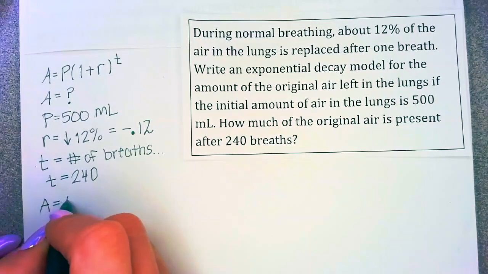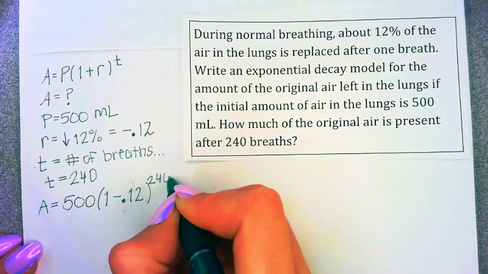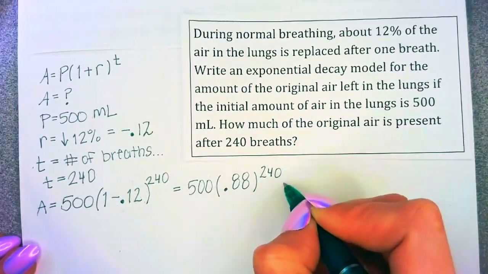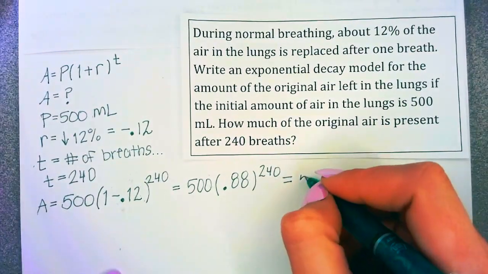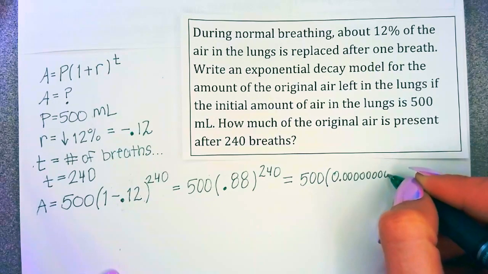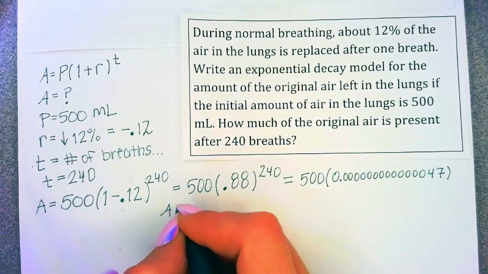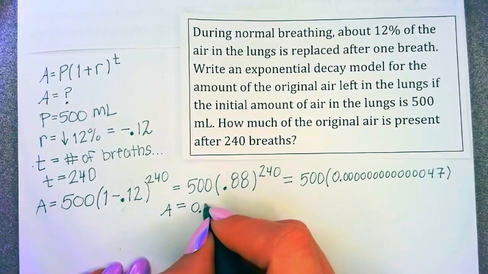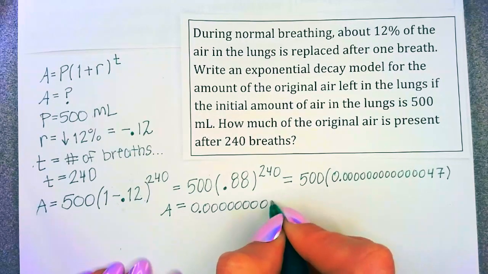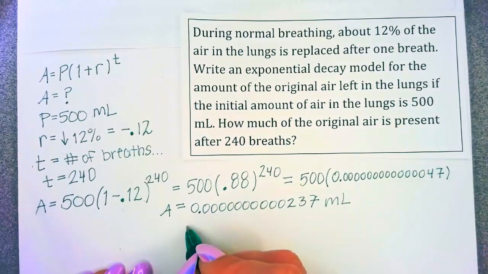1 minus 0.12 will give us 0.88, since we mentioned that 88% of the air remains in the lungs after one breath. 0.88 raised to the 240 power in a calculator will give us 0.000000, whole bunch of zeros, 47. If I multiply that by 500, we'll have 0.0000000000237 milliliters of that original air remaining.